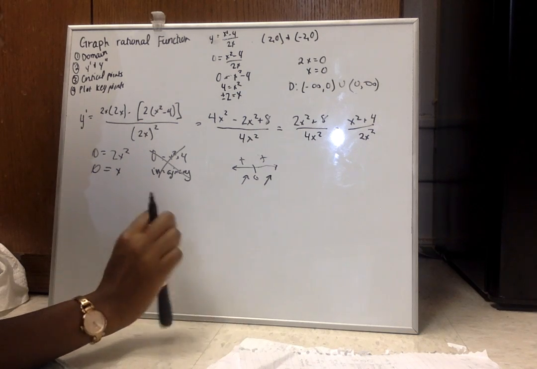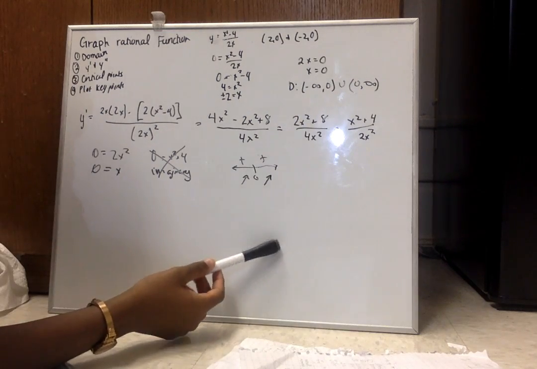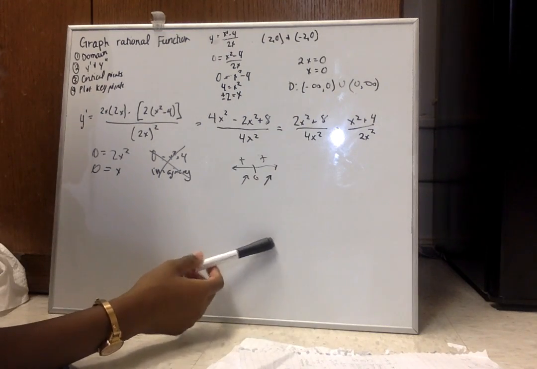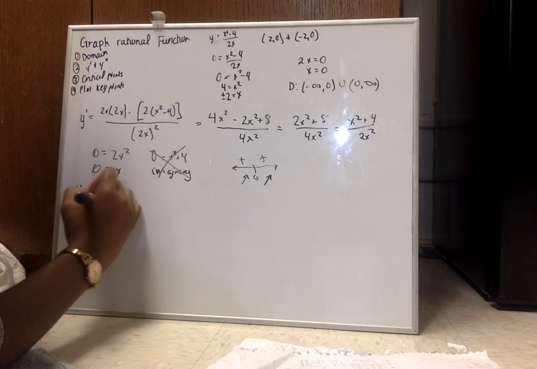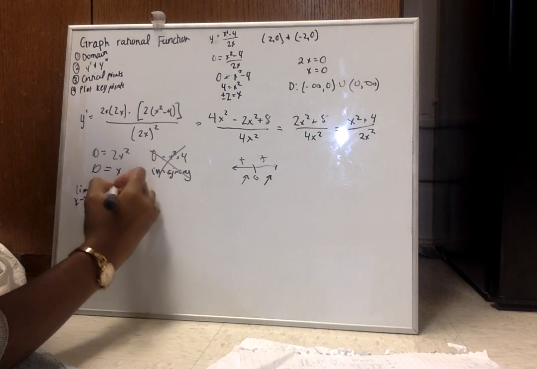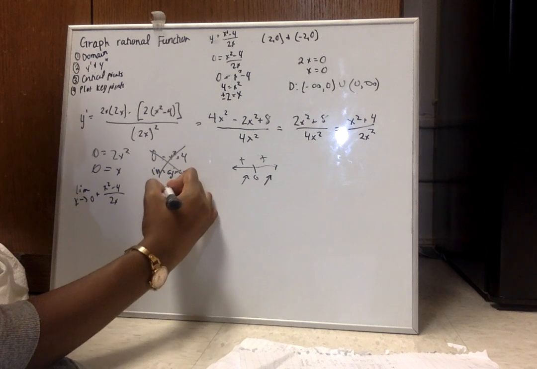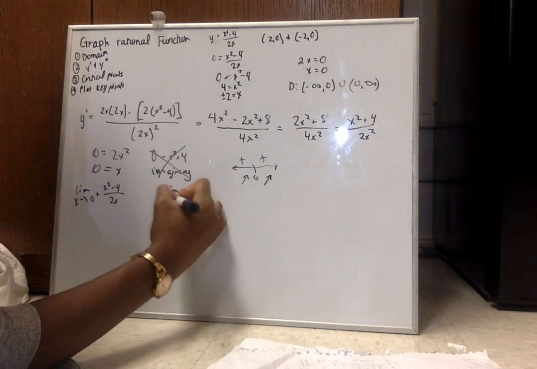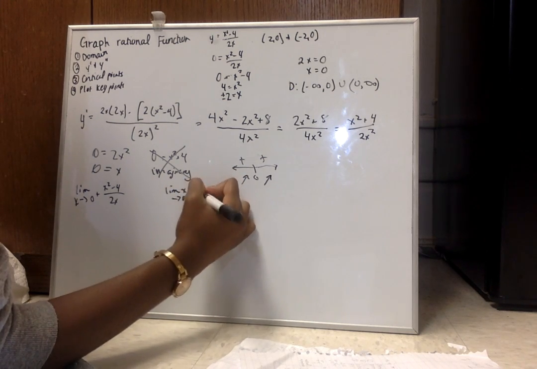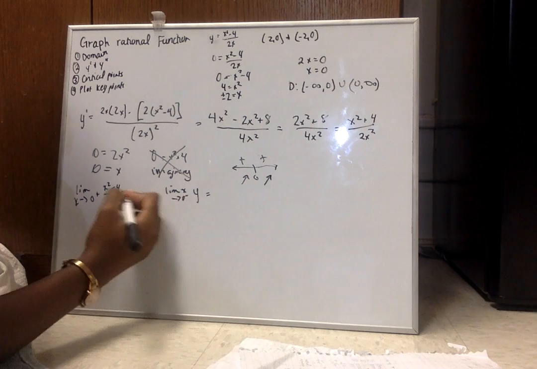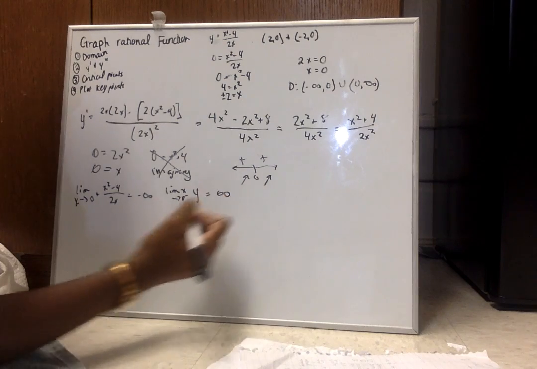So then, since we know that y is not defined at 0, we're going to see if we're going to have some asymptotes at 0. So I'm going to take the limit as x approaches 0 from the right of (x squared minus 4) over 2x. And I'm going to take the limit as x approaches 0 from the left of y, which is (x squared minus 4) over 2x. And so for here, we're going to get negative infinity, and here we're going to get positive infinity.